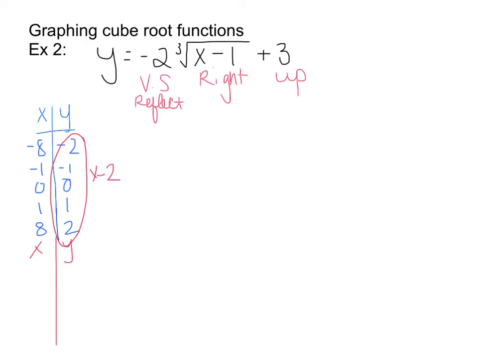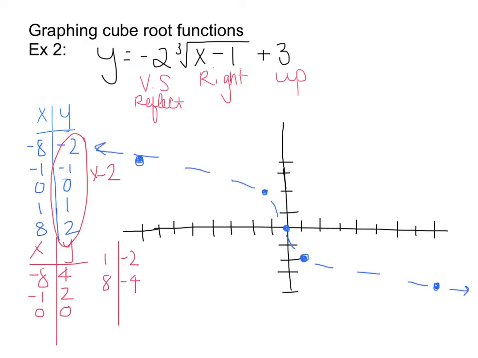Let me see if I can fit this in here. So -2 times -2 gives me +4. -1 times -2 gives me +2. 0 times -2 is 0. 1 times -2 is -2. And then 2 times -2 gives me -4. So I'm going to plot those points now. All I did is graph these points down here: -8, 4, -1, 2, 0, 0, 1, -2, 8, -4.